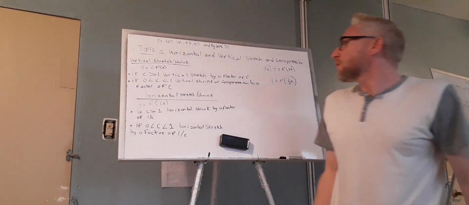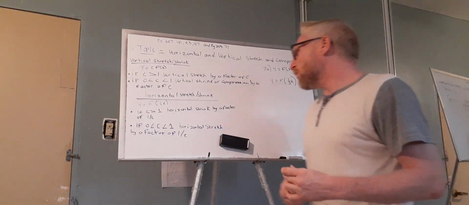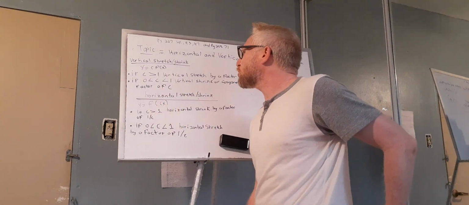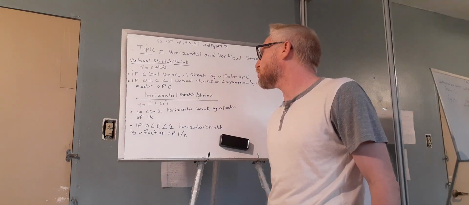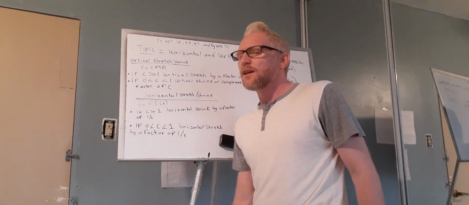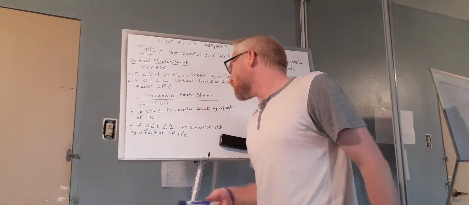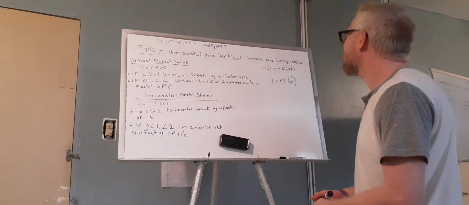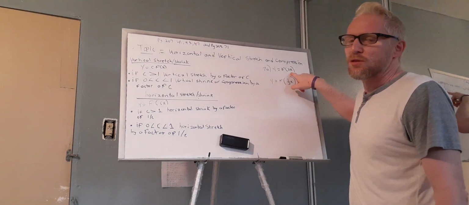Okay, so horizontal shrink or stretch. Now, the formulas are different. As you can notice, in the vertical stretch, it says y equals c times f of x, and in the horizontal stretch or shrink, it says y equals f of c times x. So, we have formulas as well. It says if c is greater than 1, then it's a horizontal shrink by a factor of 1 over c. So, if c is greater than 1, it's actually a horizontal shrink.